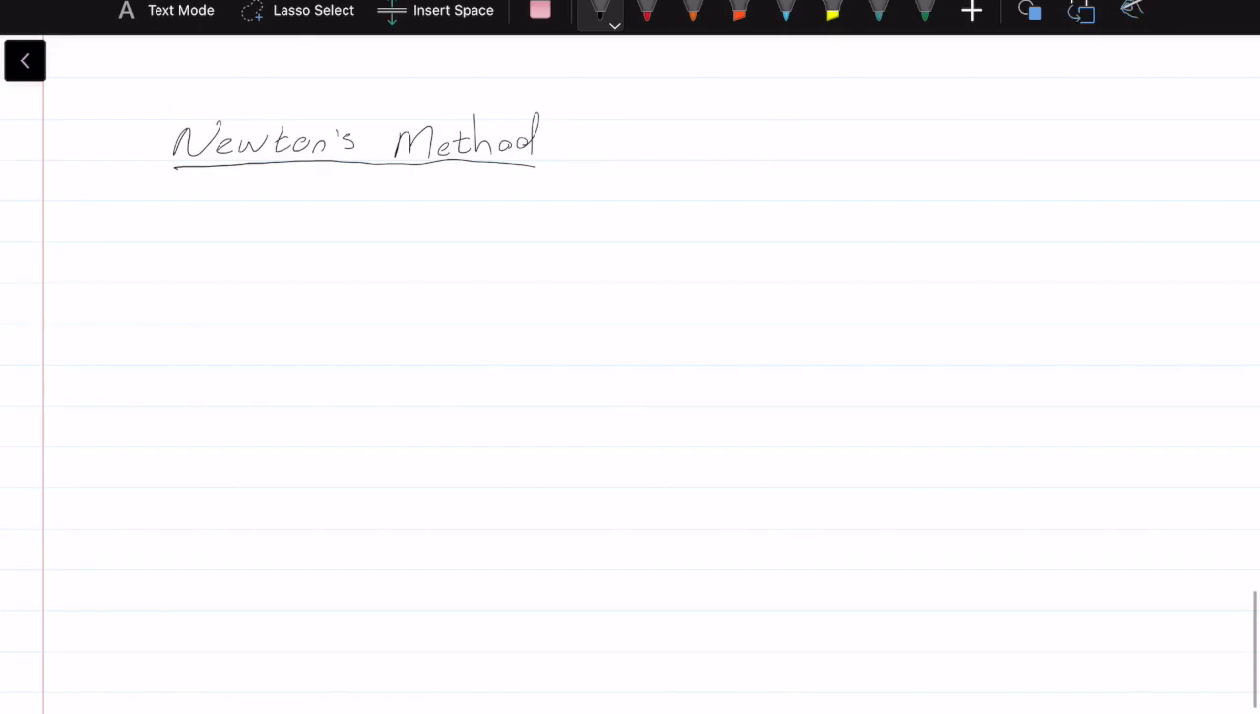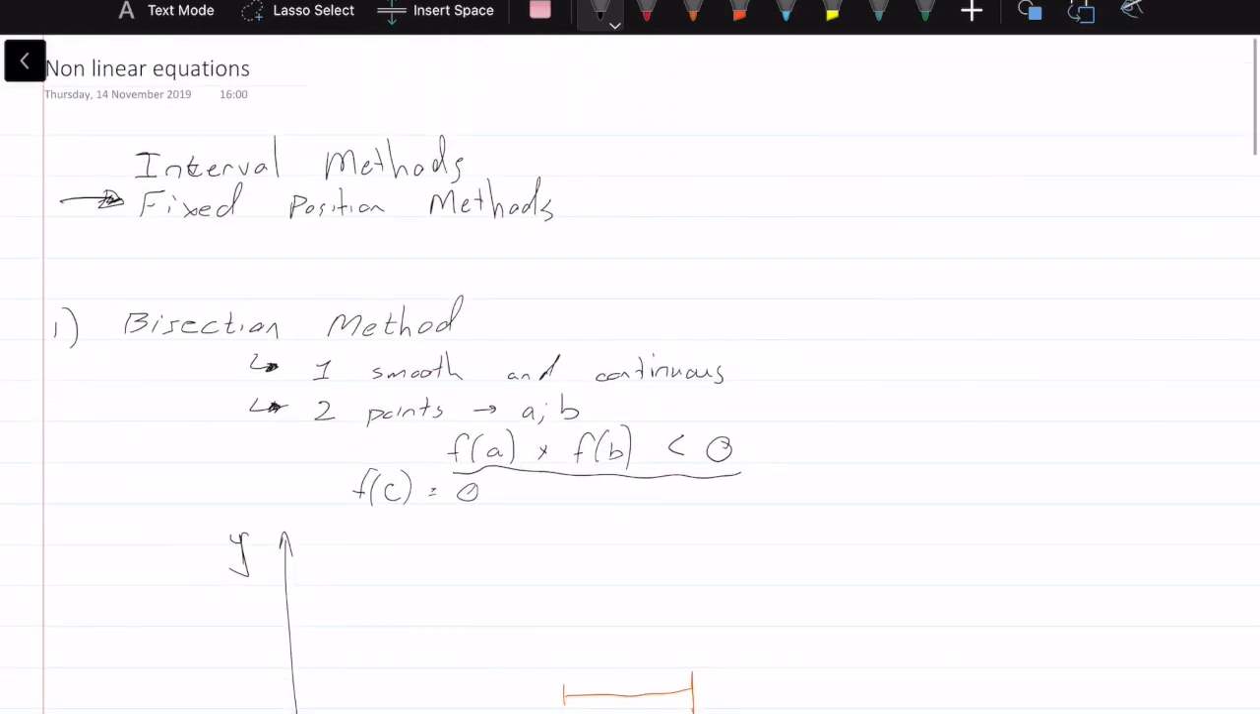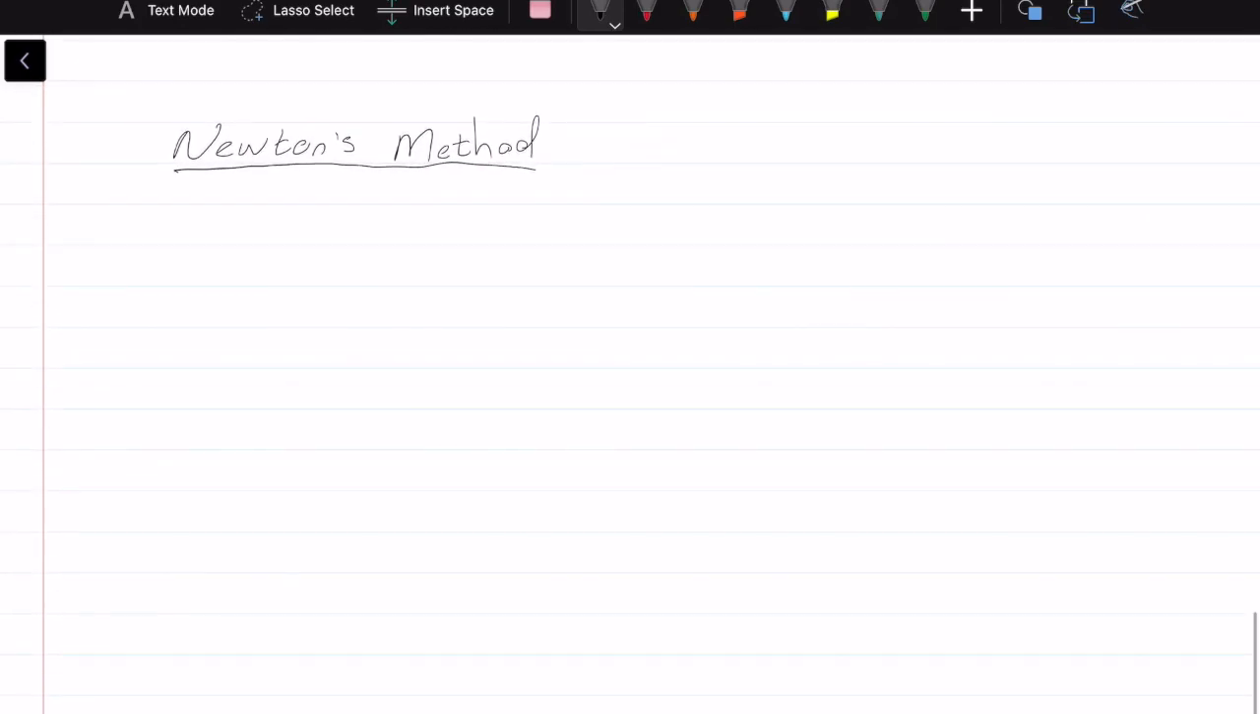Okay, welcome to this tutorial on Newton's method or Newton-Raphson's method. Basically we are going over a fixed position method rather than an interval method. So let's get into it.